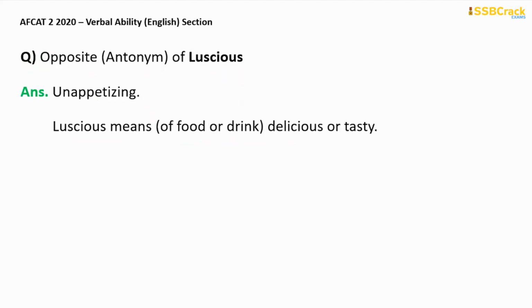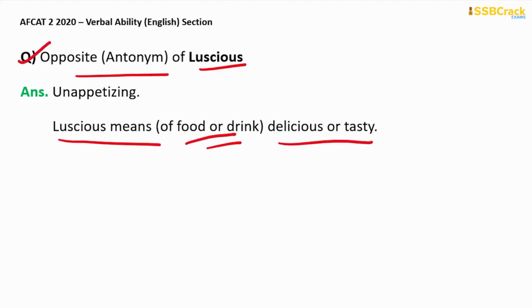The next question is opposite or antonym of luscious. Now luscious itself means delicious or tasty, and this word is used as an adjective to describe the taste of a food or a drink which is tasty or which is delicious. So obviously the opposite or the antonym of luscious is something which is not tasty or not delicious. In other words, something which is unappetizing. So unappetizing will be your answer.